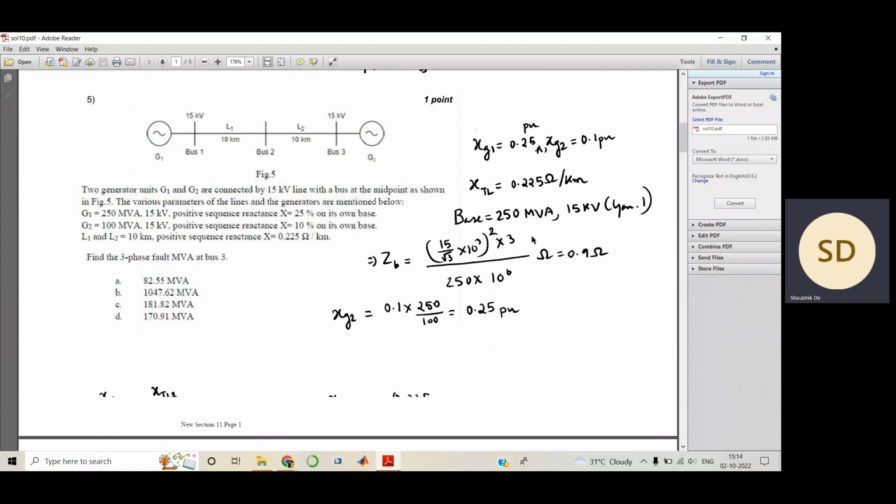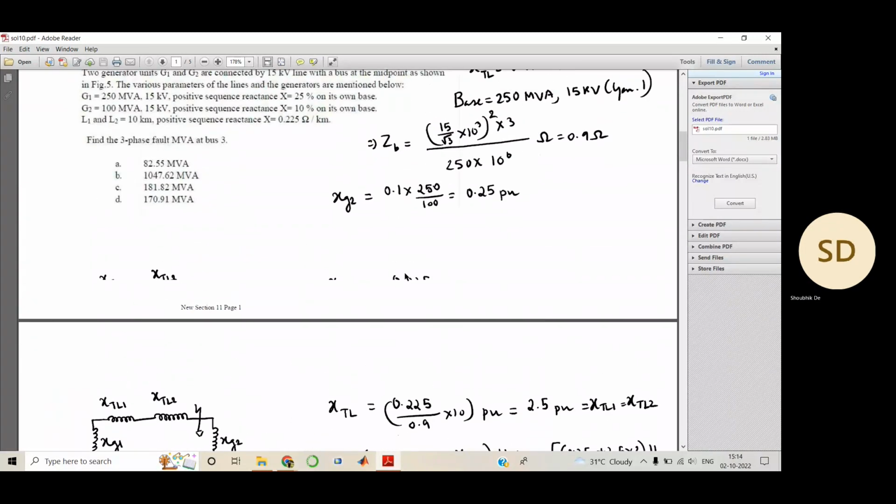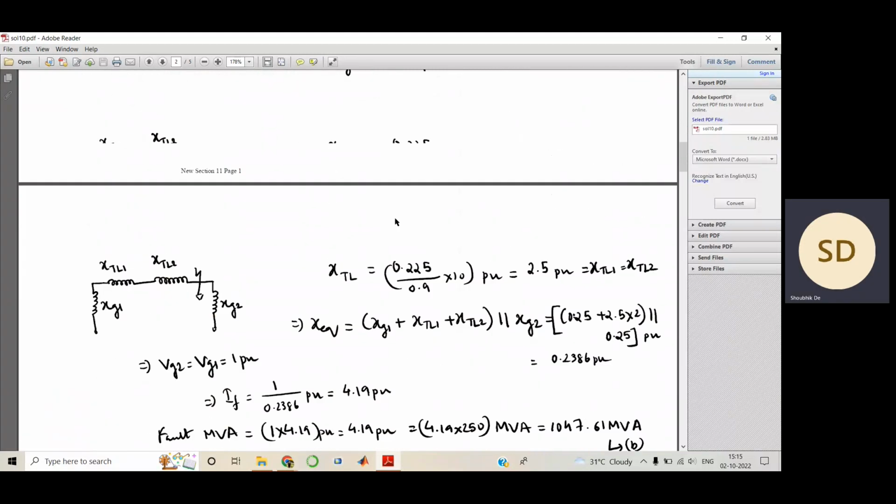So 4.19 into 250, we get around 1048 MVA, which is your option number B. This problem is also pretty simple, provided you realize the whole system that is given to you. You find out the reactance in per unit for every component, and then draw the diagram and see where the fault is occurring.